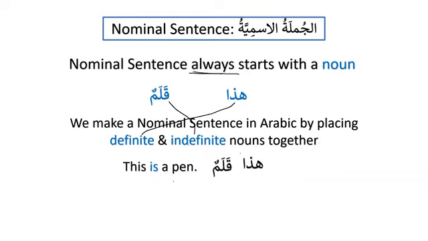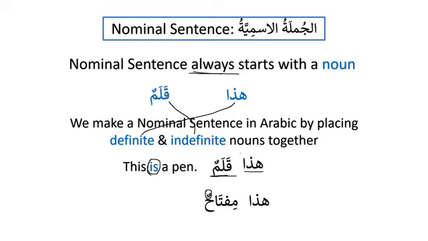Now, how do we get the meaning of is? And how do we get a complete sentence? By putting two nouns together. But what kind of two nouns? We must have a definite noun and we must have an indefinite noun. And when we put them together, it becomes a complete sentence. Excellent. Similarly, hada, this, miftahun, key. So this a key, as we know that miftahun is a common noun, a key.